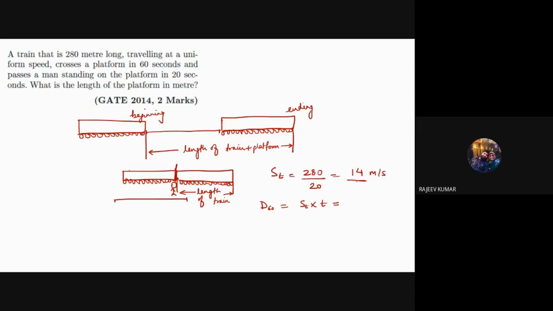Okay. So with its 40 meter per second, in 60 seconds, it will cover 840 meters. Now, ये 840 meters है, it is the summation of length of the train and the length of the platform. ये चीज हमको समझनी है. Right. So जो distance cover किया है, this distance which is covered in 60 seconds, it is equals to length of train plus length of platform. So 840 meter is equals to 280 meter plus length of platform. So यहाँ से length of platform मिल जाएगा which is 560 meters.